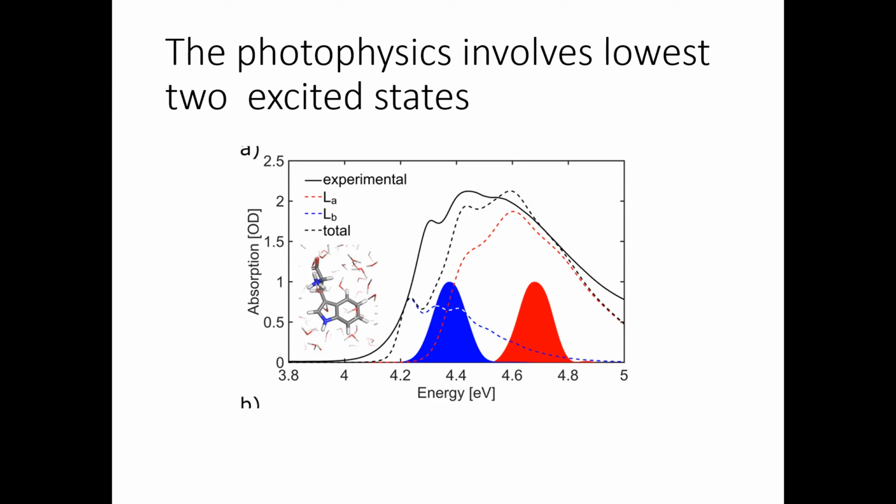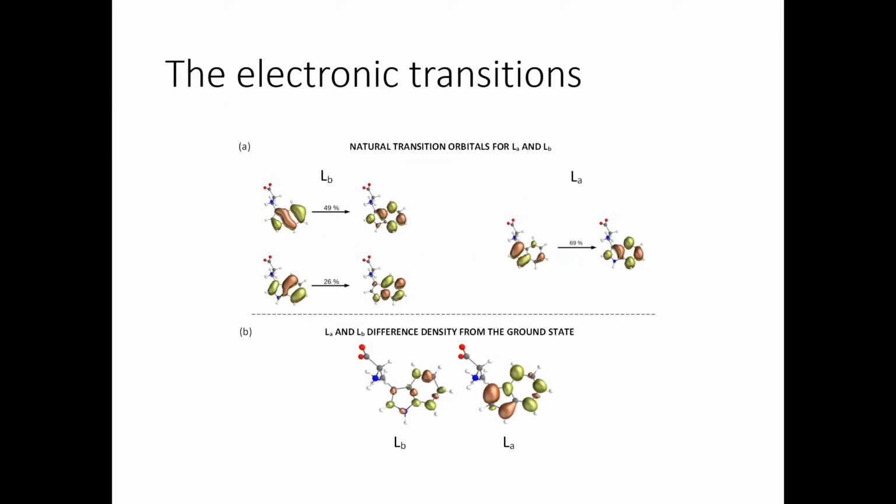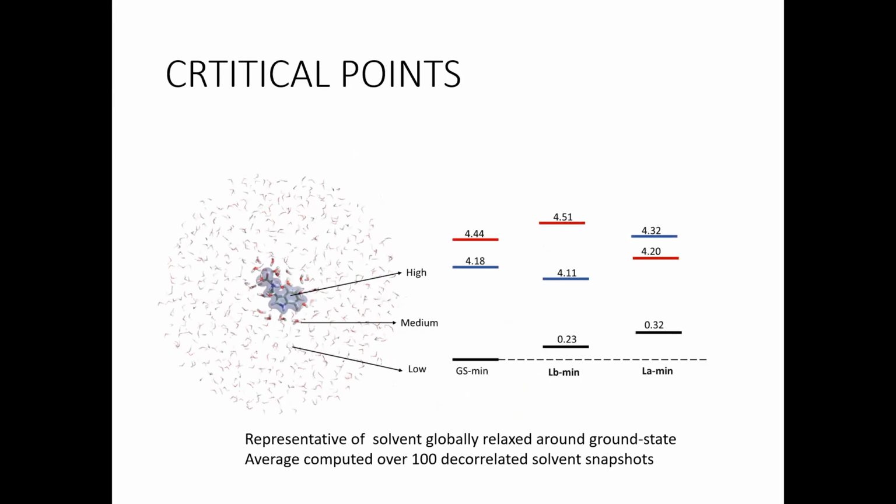But the most relevant thing is the two pump pulses that the experimentalists use to selectively excite the two regions, so that we can say that we are populating LA or LB, and follow the dynamics. And these are the orbitals which are involved in the transitions of LA and LB. I think the most relevant picture is the one below, where you can clearly see that LA is more like an internal charge transfer from the five-membered ring to the six-membered ring. That's why it's so polar, and that's why it's so sensitive to environmental perturbations.